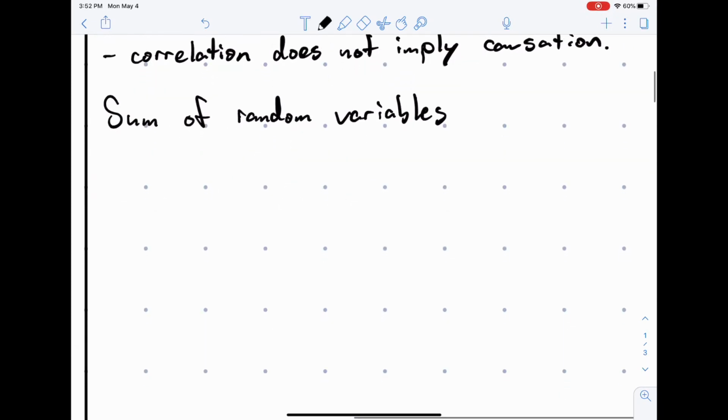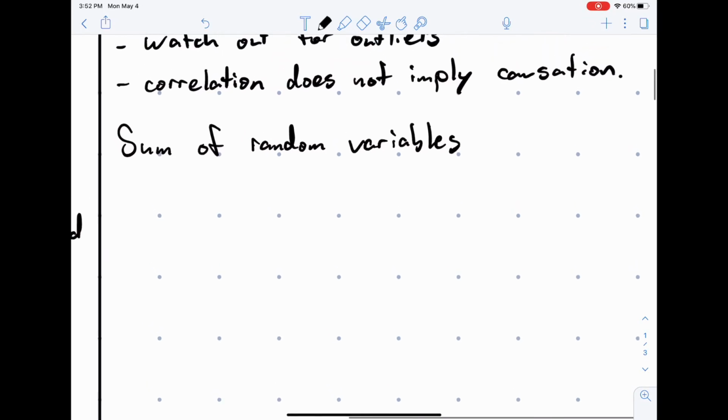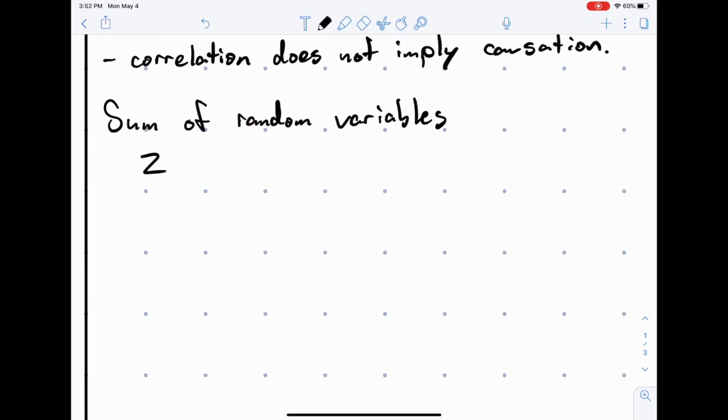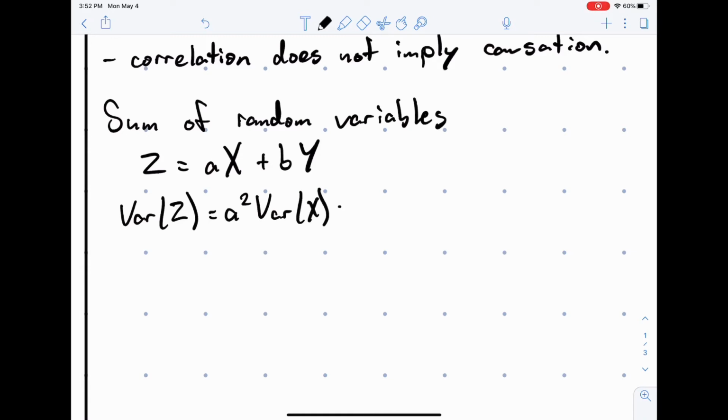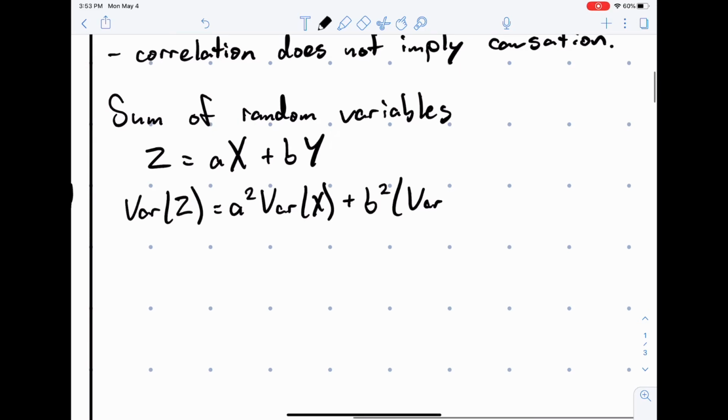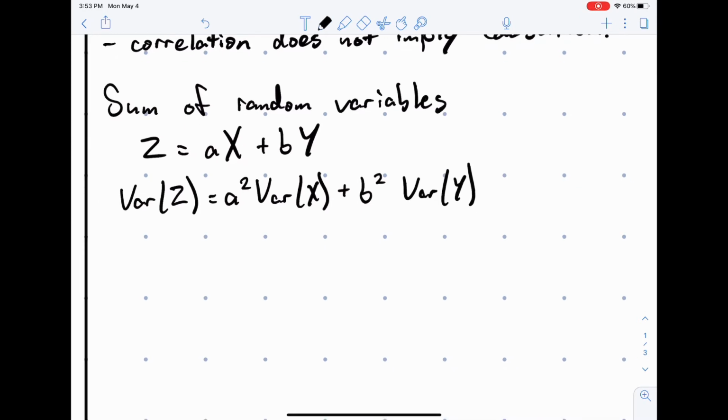One more thing I want you to know is about the sum of random variables. When we take a linear combination of random variables, for example, z equals a times x plus b times y, we have in this class many times used the property that the variance of z equals a squared times the variance of x plus b squared times the variance of y. But that's not the whole story. There's another term here.